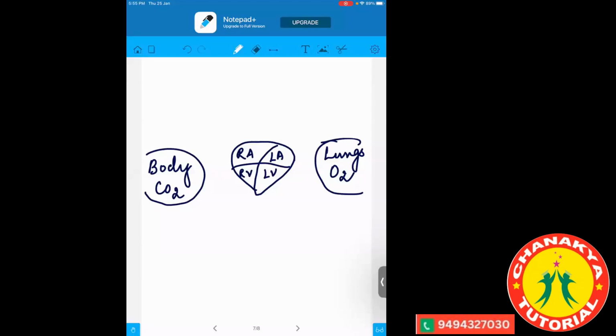Now, I said that the body has more amount of CO2. So what type of blood will it be, oxygenated or deoxygenated blood?